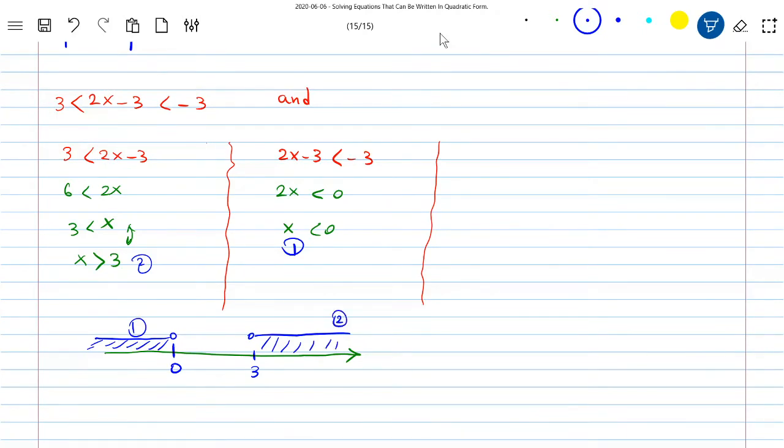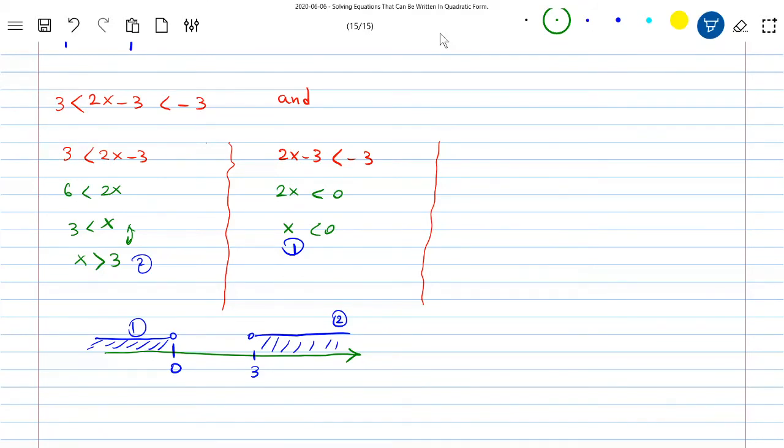This is area 2. Since this is an AND case, you should be looking for the intersection. What is the intersection of these two solutions? What do they have in common? Since there is no overlap, I can say they have nothing in common.